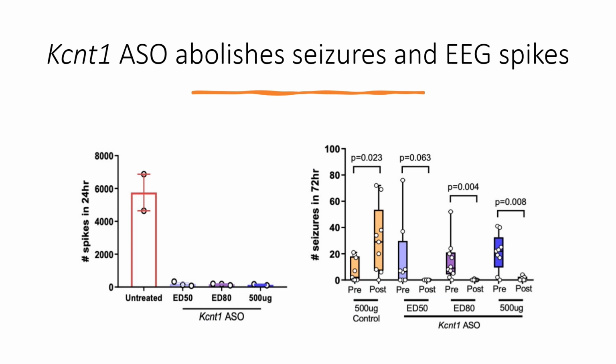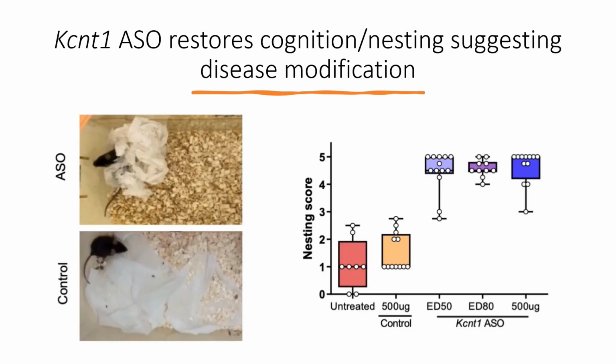Seizures, spikes, abolished. This is untreated animals, and these are the treated animals. No spiking on the EEG. And here, looking at pre and post ASO, we can see complete abolishment of seizure activity at 50% knockdown, at 80% knockdown, and greater than 95% knockdown. No seizures in those treated animals. Control ASO animals, no protection from seizures.